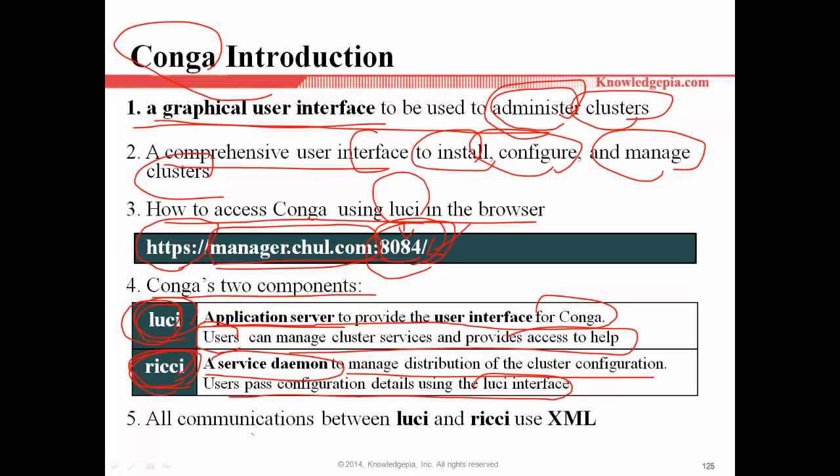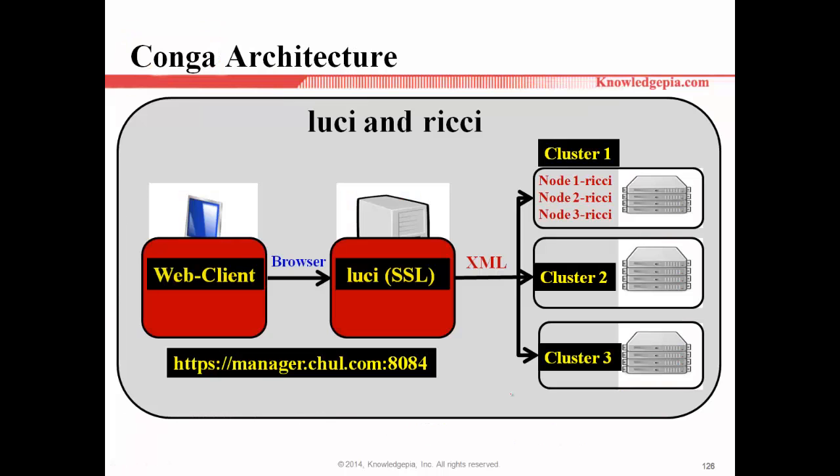Number 5, all communication. luci and ricci need to communicate with each other. For this kind of communication between luci and ricci, normally XML is used.